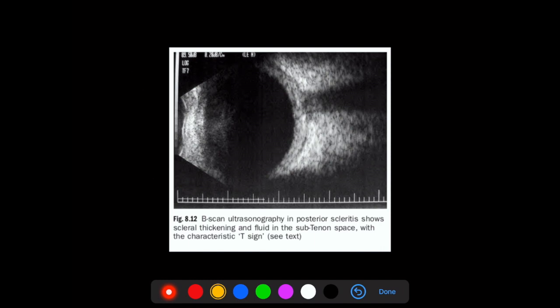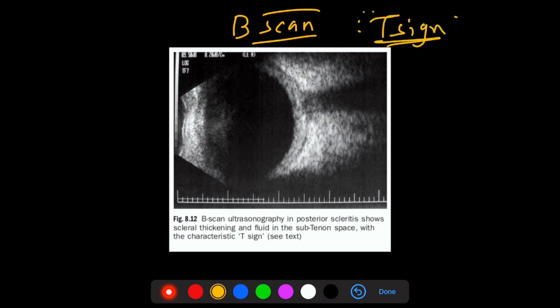Yes, the most important diagnostic modality to diagnose posterior scleritis is going to be a B scan. When you do a B scan, you can find a very important sign called the T sign. Why does this T sign occur? Because of the scleral edema, there is going to be subtenon fluid accumulation. So as you can see here, you can see a subtenon fluid accumulation at this area. And you can see the optic nerve shadow here as well. So this subtenon fluid collection with the optic nerve shadow is what we call the T sign. It's a very important sign.